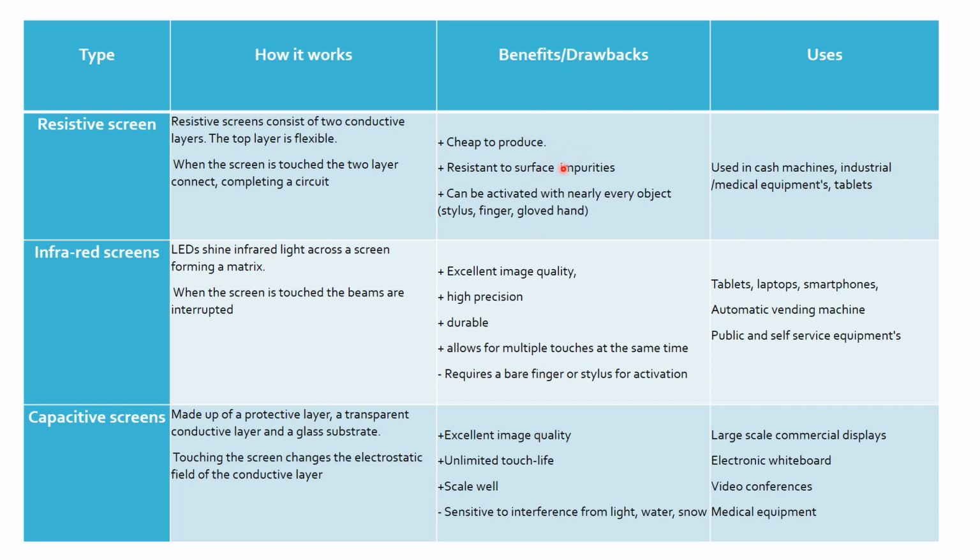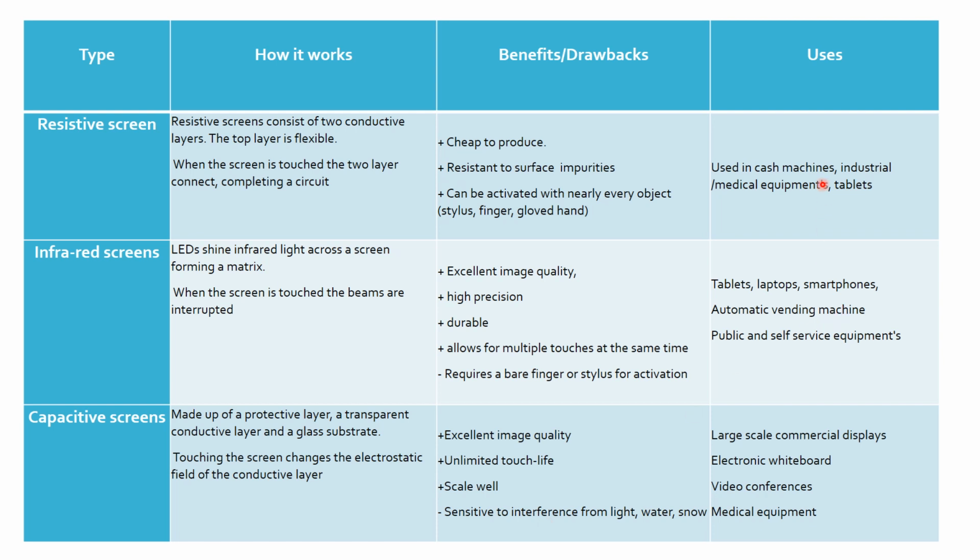Resistive is cheap to produce and resistant to surface impurities, and can be activated with nearly every object: stylus, finger, gloved hands. But infrared has excellent image quality, high precision, is durable, and allows for multiple touches at the same time, but requires a bare finger or stylus for activation. Infrared cannot work with a gloved hand. Capacitive has excellent image quality, untouchable, unlimited touch life, scales well, but is sensitive to interference from light, water, and snow. It means you can't see everything clearly in capacitive screens, right?